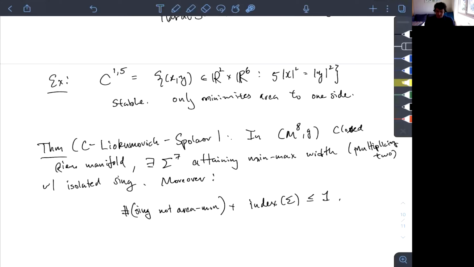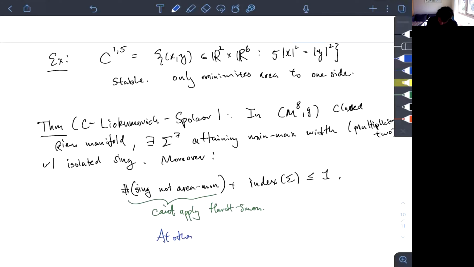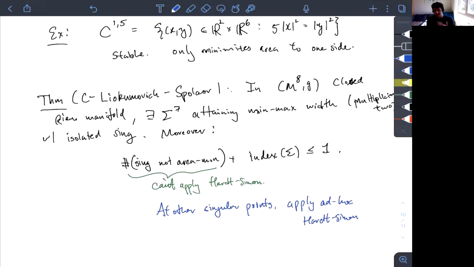So normally, for a one parameter min-max, you would hope that the Morse index of the surface is at most one, right? So this is the usual thing you expect from Morse theory. But what we show is that you can add to this estimate the count of the singular points which are not area minimizing, right? And so these are the points where you can't apply Hart-Simon. So, okay, this is useful because at the singular points where it is area minimizing in a certain sense, you can apply an ad hoc version of Hart and Simon and obtain the following.